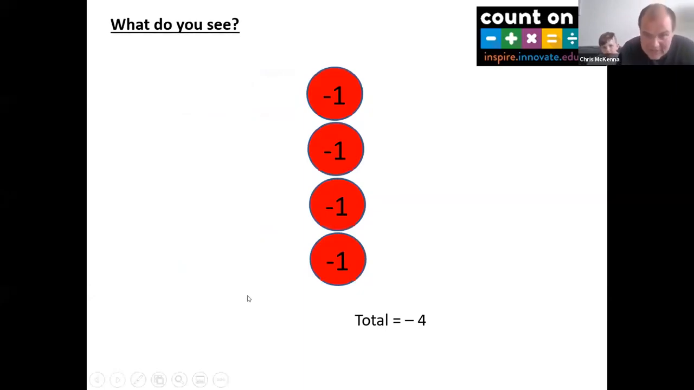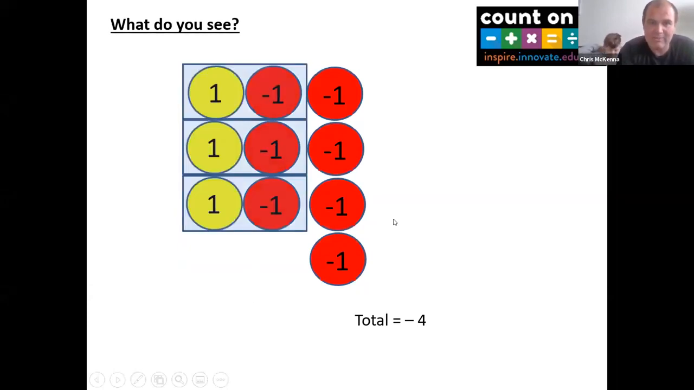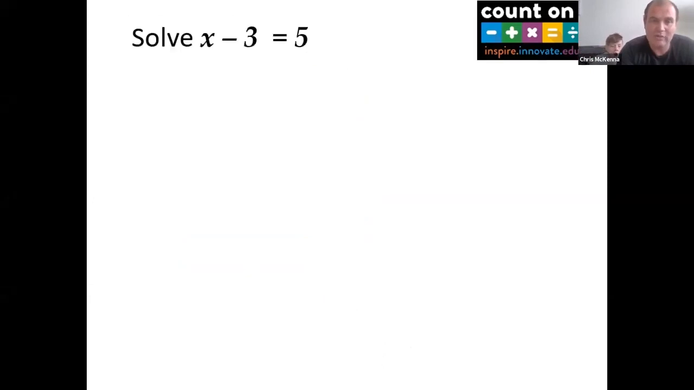Right, okay, so we could understand that the total equals -4. Again, we could start off by looking at it as 3 plus -7, so we had 3 and a -7, so the total is equal to -4.